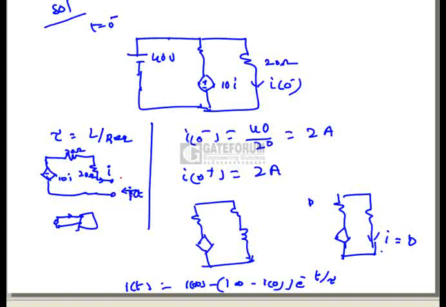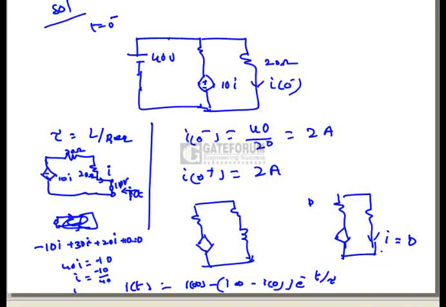So I am applying a voltage of 10 volts here. Intentionally I am applying 10 volts. Now if you apply KVL here: minus 10I plus 30 into I plus 20 into I plus 10 equal to 0. Then we get 40I equal to minus 10, so I equal to minus 10 by 40.